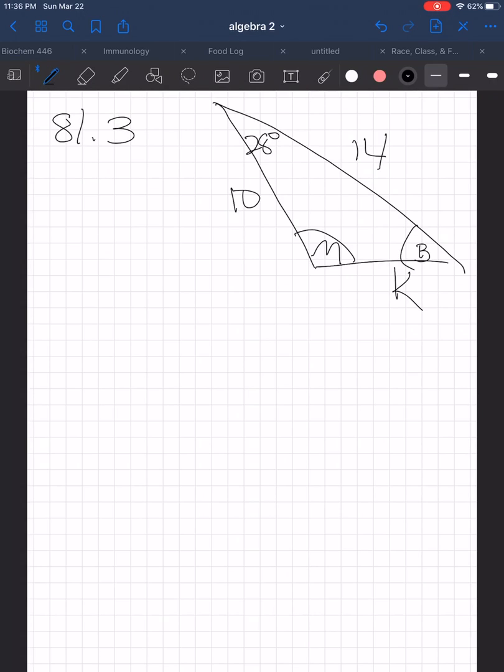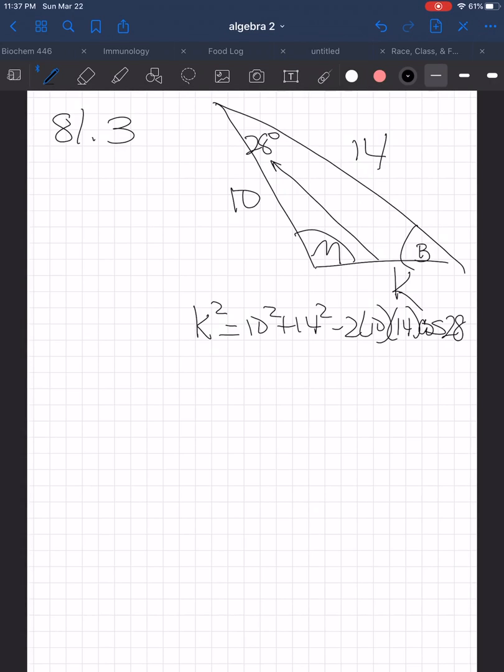Okay, well in this case we have to find side K first. We can't find M because that would be two different variables. That would be K and M that we would have in the same problem when we can only have one. So we have the other two sides if we use this first. So that would be K squared is equal to 10 squared plus 14 squared minus 2 times 10 times 14 times the cosine of the angle across from K, which is 28.